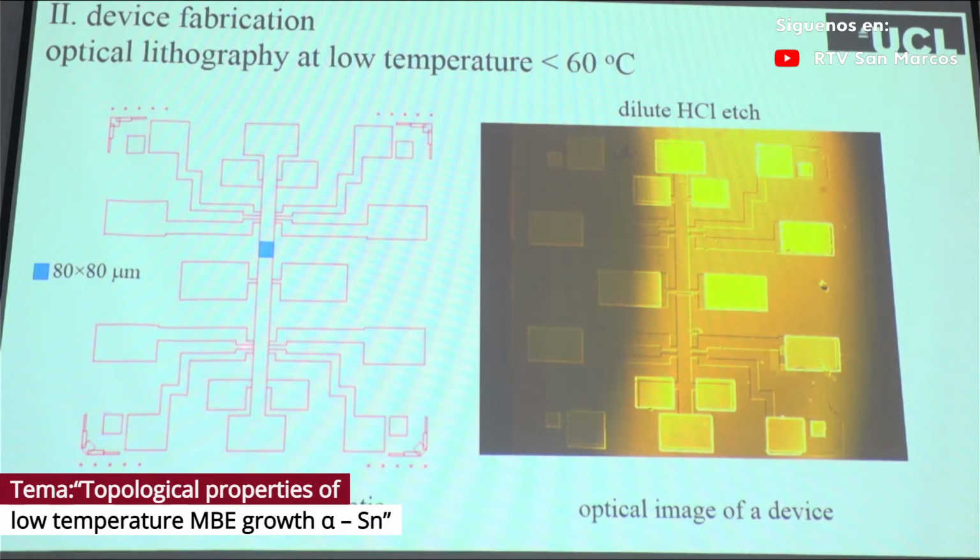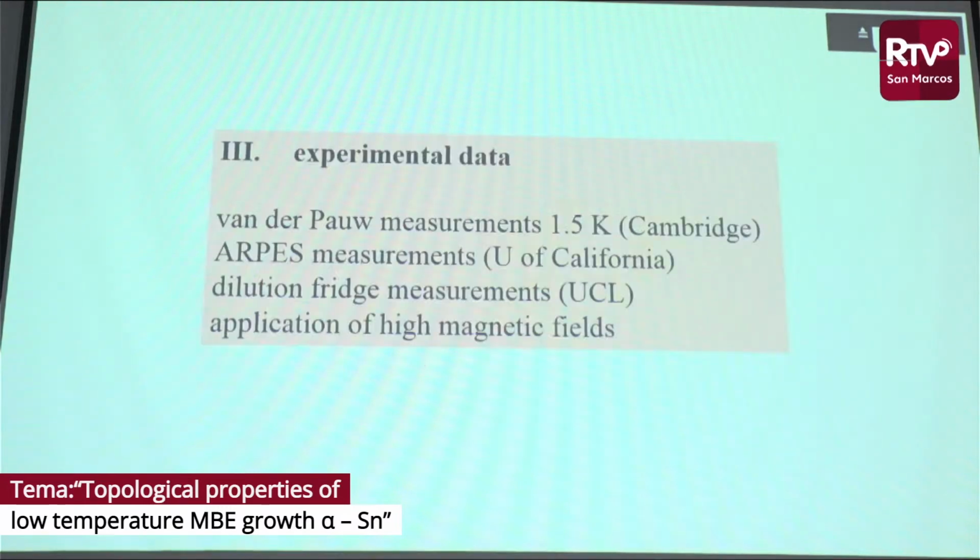We can also put things like nanostructures in here on the top. This is about 80 microns across, so it's a nice well-defined current path. This is just an optical image of the device. So these are evaporated aluminium contacts. The fact that they're superconducting is immaterial, but this is what the device looks like.